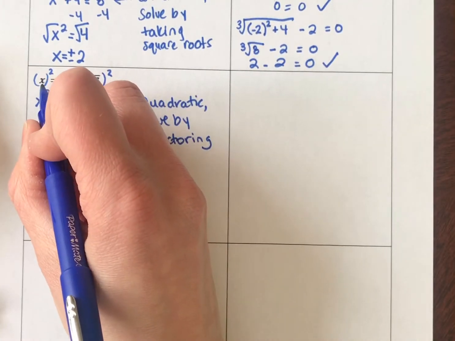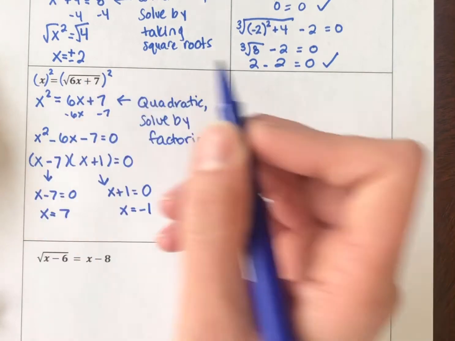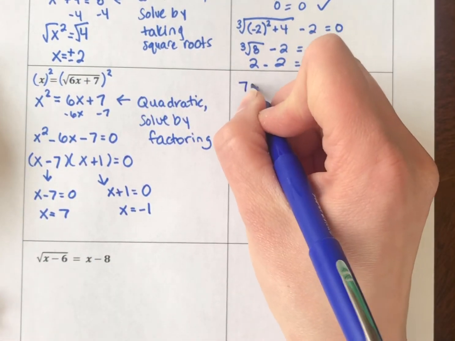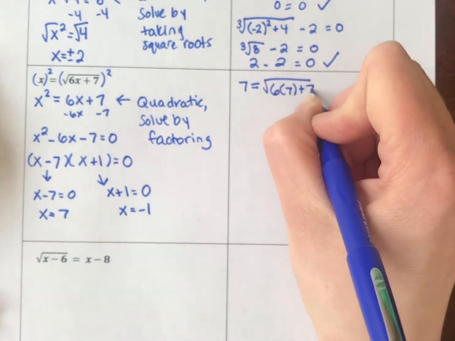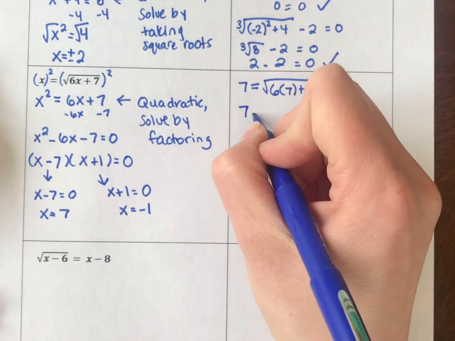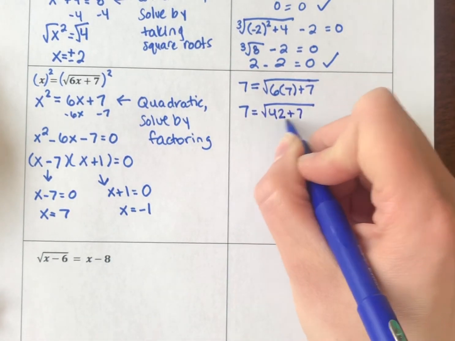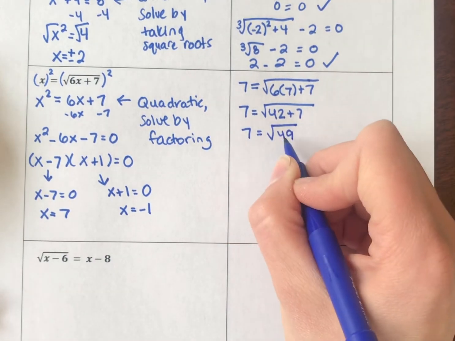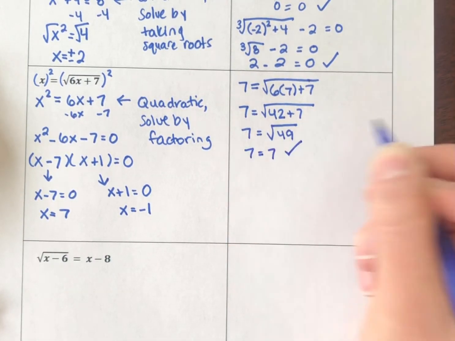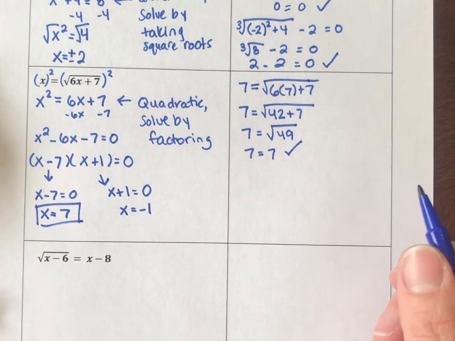This time you have an x on both sides. So you're going to plug in 7 for x on either side there. So I'm going to say, does 7 equal the square root of 6 times 7 plus 7? Well, 6 times 7 is 42. 42 plus 7 is 49. And yeah, the square root of 49 is 7. So 7 works. That's a solution.